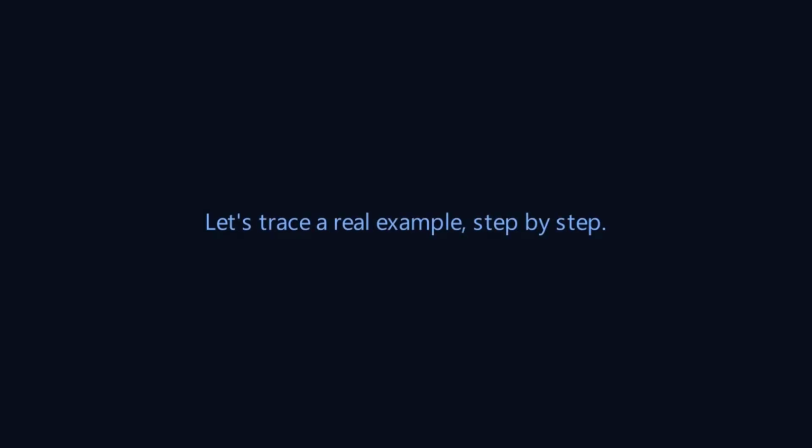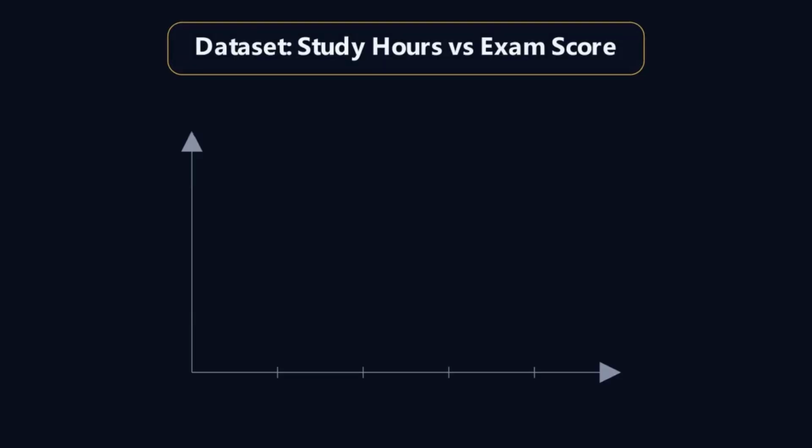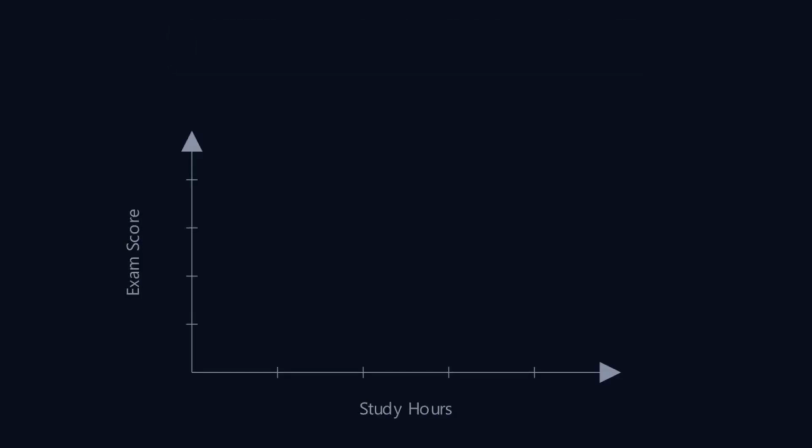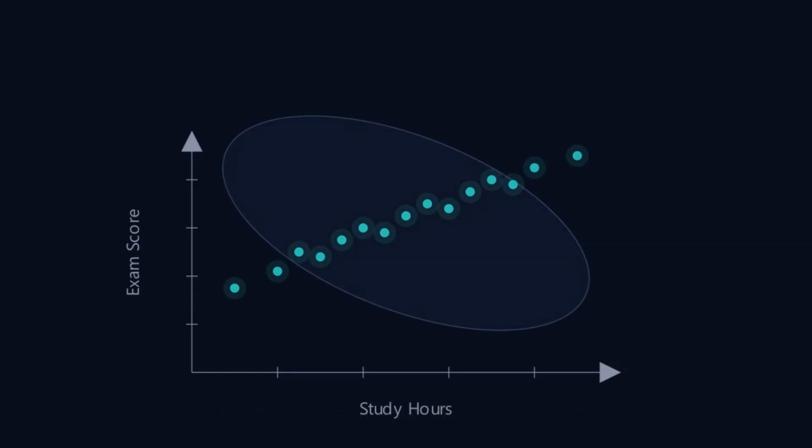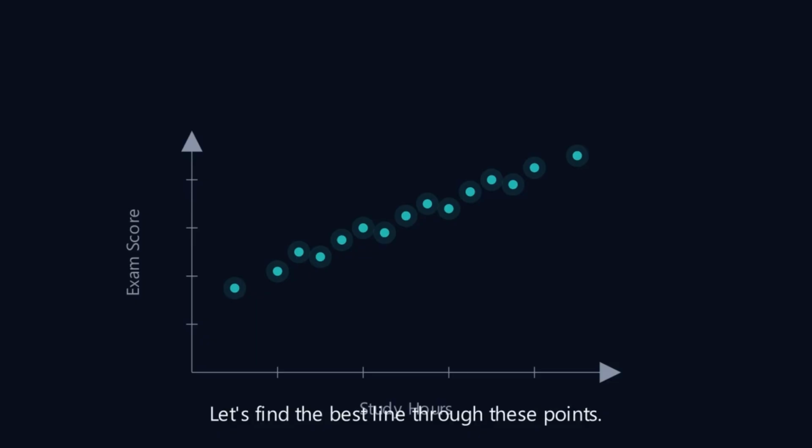Let's trace through a real example, step by step. Here's our data set. 15 students. Each dot represents one student. Their x-axis position tells us how many hours they studied, and their y-axis position tells us their exam score. Notice something already? As study hours go up, exam scores tend to go up too. That's a linear trend. Our goal is to capture that trend with a single straight line and use it to predict scores for students we haven't seen yet.